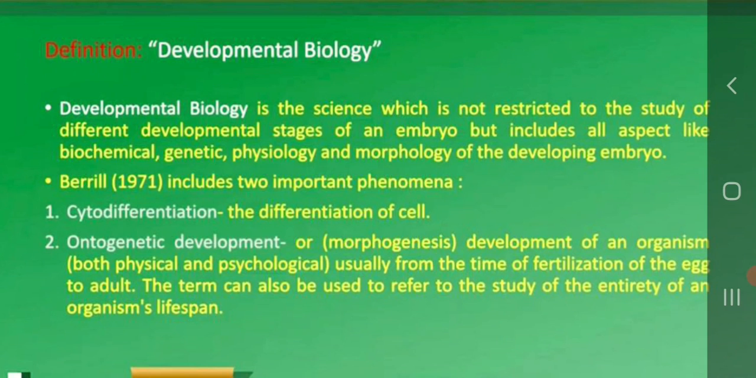So developmental biology is a science which is not restricted to the study of different development stages of an embryo, but it also includes all aspects like biochemical, genetic, physiology, and morphology of a developing embryo. According to Barrell 1971, it involves two main processes: cytodifferentiation, that is the differentiation of cells, and ontogenetic development or the morphogenesis. This involves the development of an organism both physically and psychologically from the time of fertilization, that is from the time of zygote to adult. That means it is the study of the entirety of an organism's lifespan.